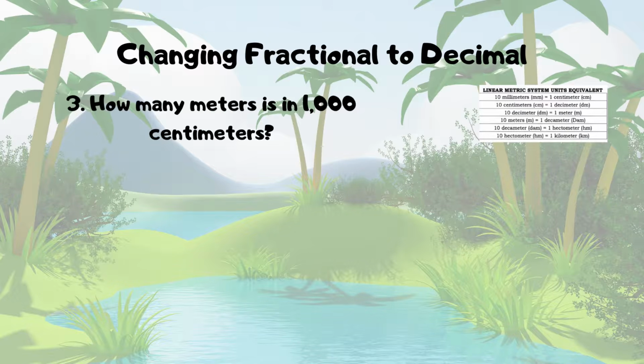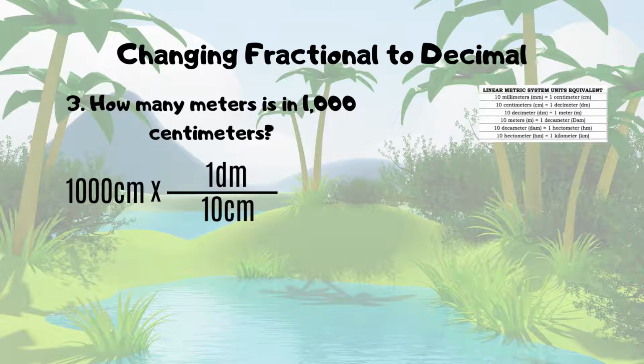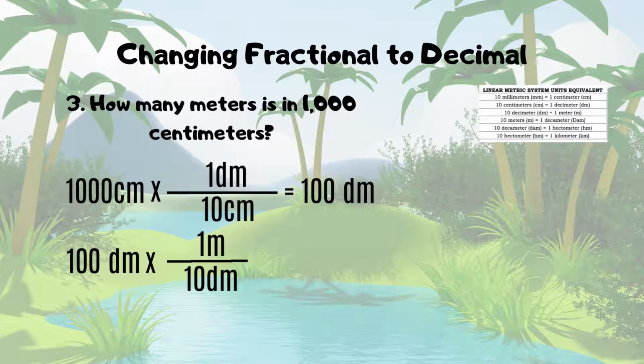For sample problem number 3, we're asked to find the number of meters in 1,000 centimeters. Let's start by converting 1,000 centimeters to decimeters. Since 1 decimeter is equal to 10 centimeters, we divide 1,000 centimeters by 10 centimeters per decimeter to get 100 decimeters. Now we convert 100 decimeters to meters. Knowing that 1 meter is equal to 10 decimeters, we divide 100 decimeters by 10 decimeters per meter, giving us 10 meters. Therefore, there are 10 meters in 1,000 centimeters.